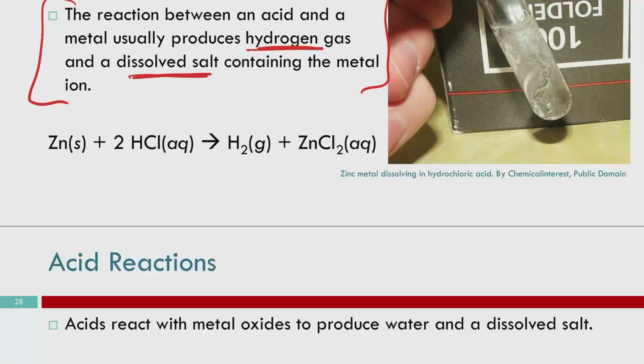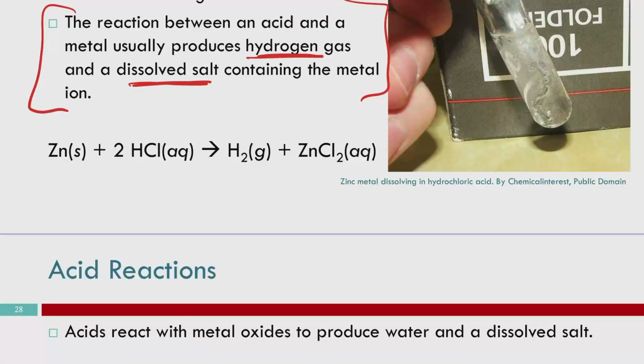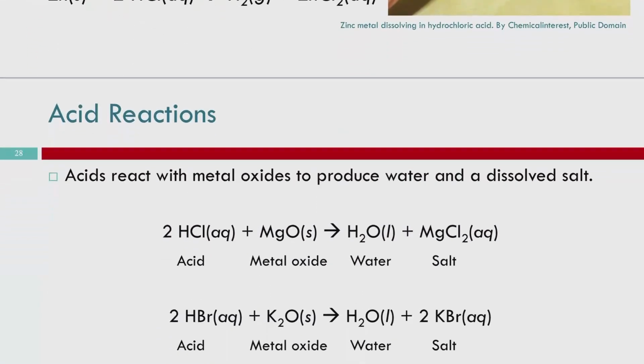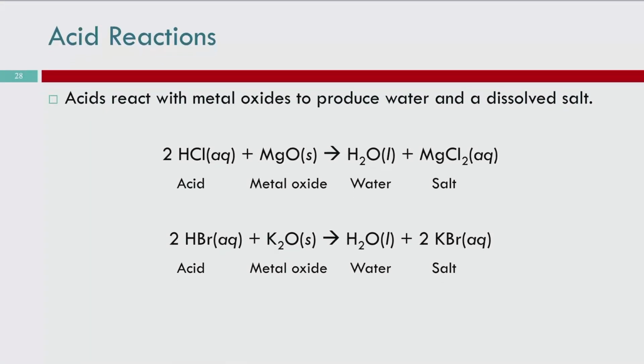You can also have them react with metal oxides. So there's metals, there's also metal oxides. Any guesses on what's in a metal oxide? Yeah, we're adding oxygen to a metal. So acids react with metal oxides. Oxides meaning that we've got oxygen on there. And it produces water and a dissolved salt.